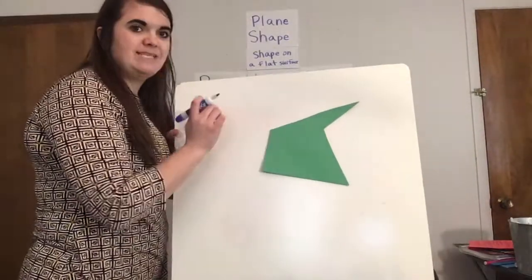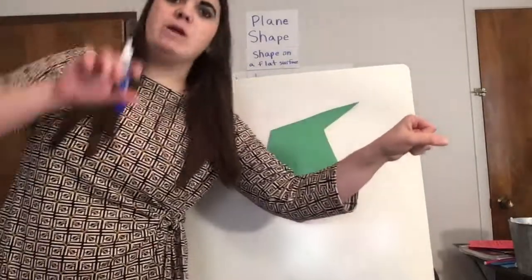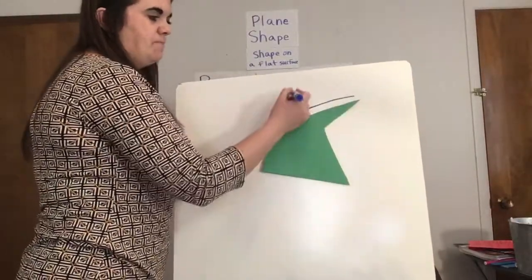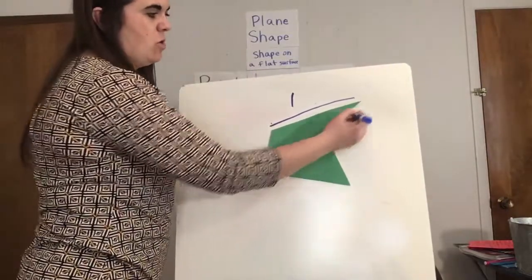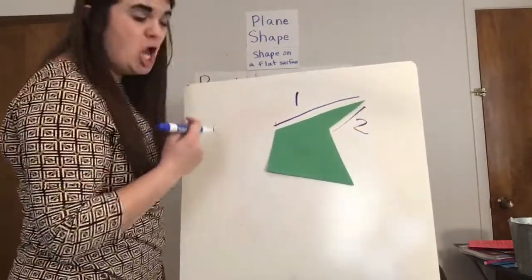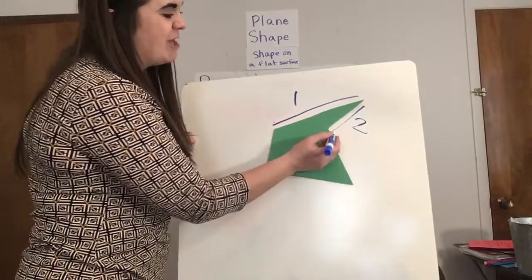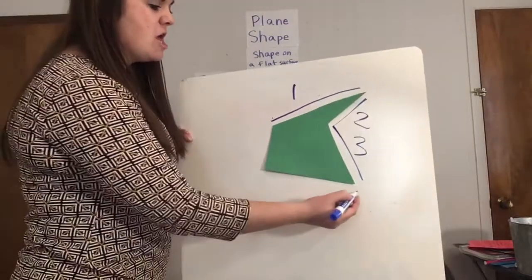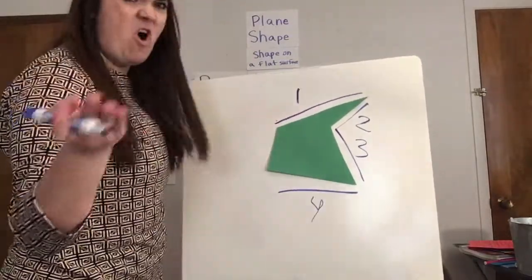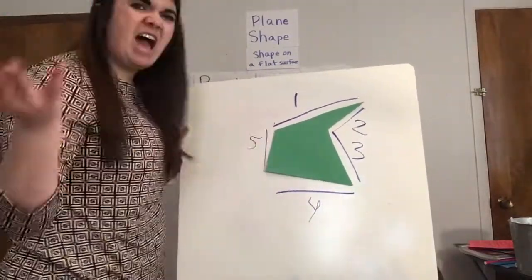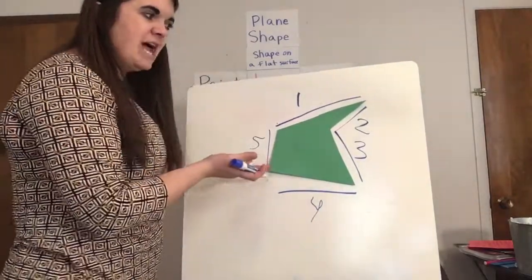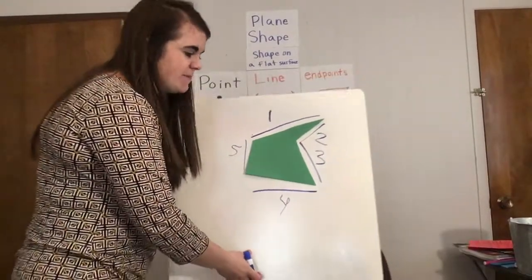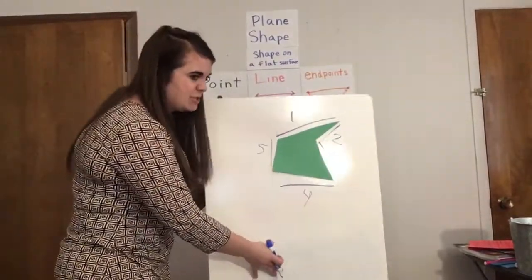Okay, so let's do our line segments. Remember, a line segment has a point at one side and a point at the other side. So we have from here to here. 1. Say it with me. 2. Say it another one. 3. 4. And 5. So how many line segments does this have? 5 line segments.